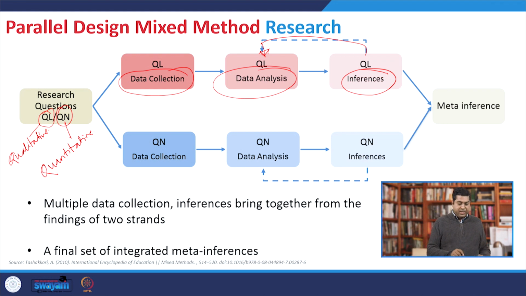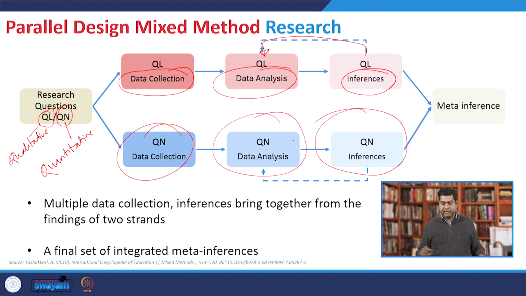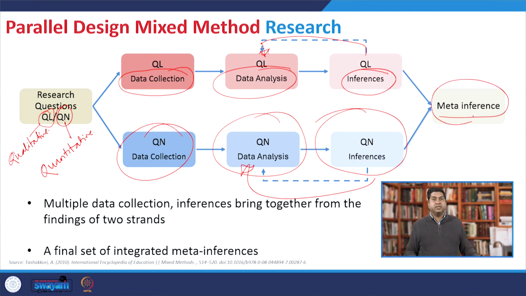Similarly, at the same time, once you collect the quantitative data, you analyze it separately and bring out certain inferences. Again, if based on the inferences further investigation or further analysis is required, you go back to the analysis. And finally, you have two sets of inferences, one from the qualitative approach, one from the quantitative approach. Then you try to get the meta inference at the end of your research.